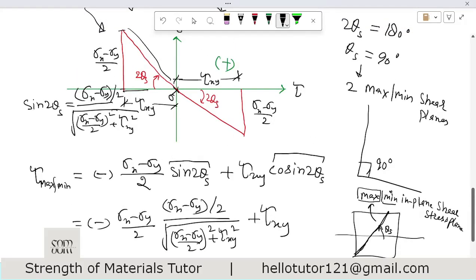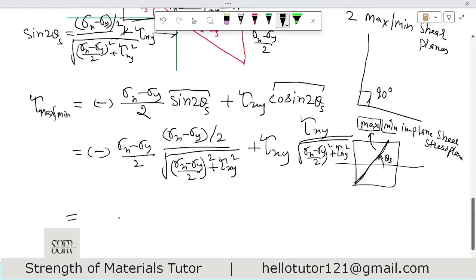Cosine is base divided by hypotenuse, okay? So the base is tau xy divided by the hypotenuse, which is this, right? Square root of sigma x, this square plus this square, so this, right? So it is the square root of ((sigma x minus sigma y) by 2) whole square plus tau xy whole square, okay? So let us see if we can simplify.